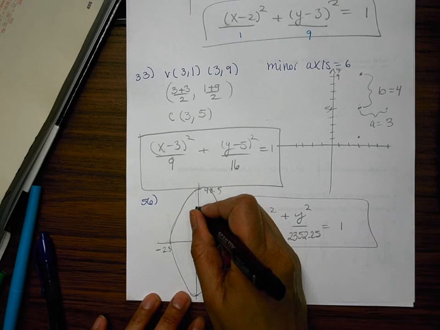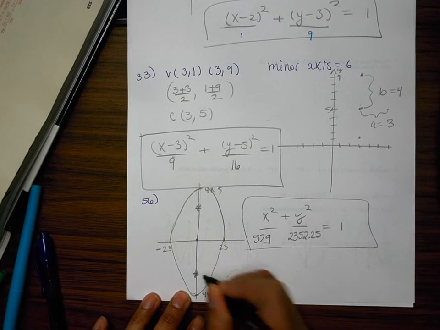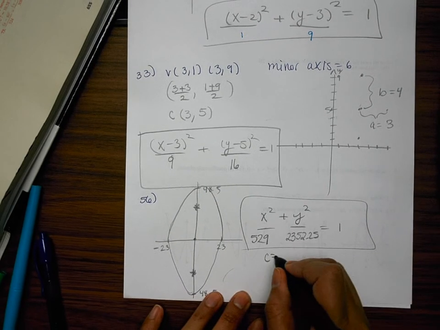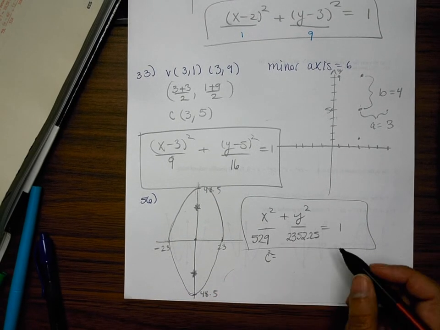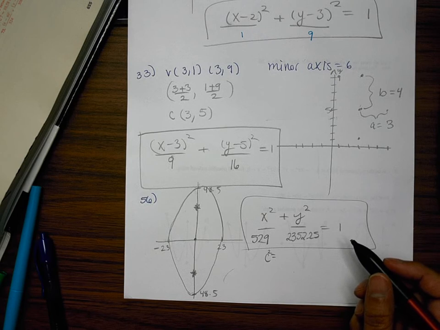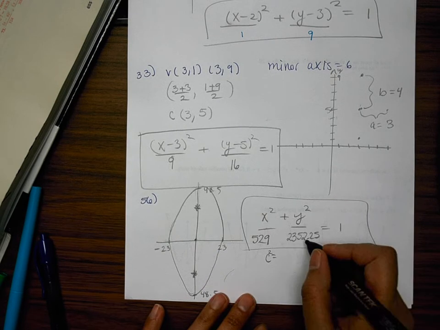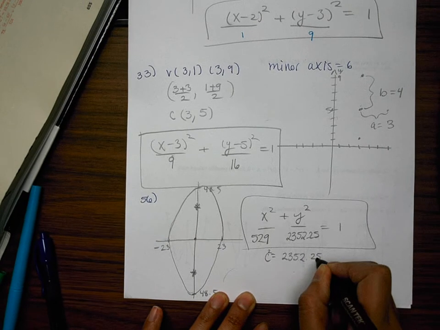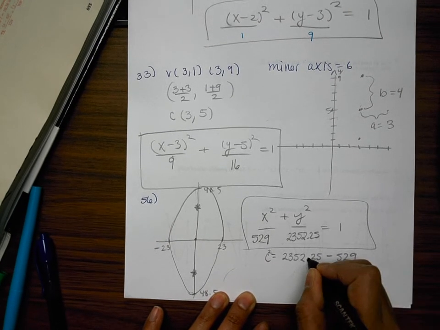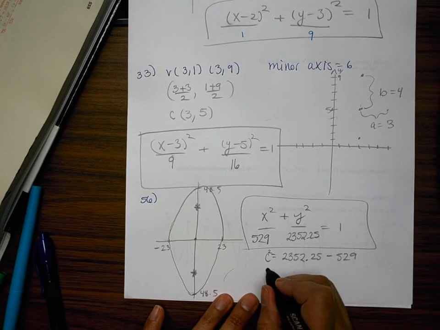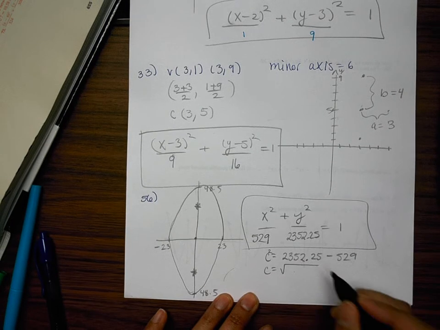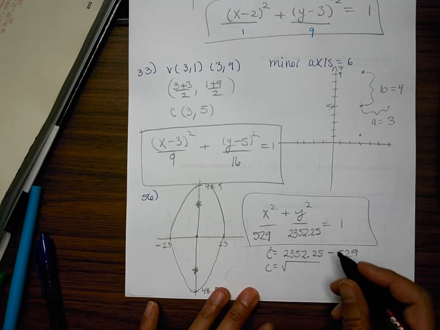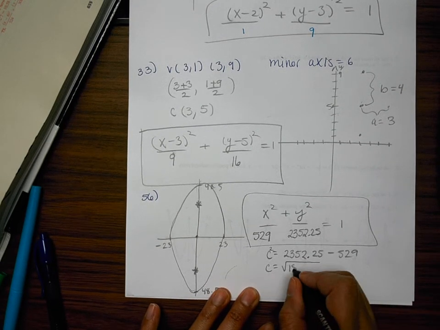And it said, lastly, determine the distance between the foci. So I'm looking for the length between the two stars, so I need my focal length. c squared equals, I'm just going to do big minus small, 2352.25 minus 529. You can plug that in your calculator. c equals the square root of 1823.25.